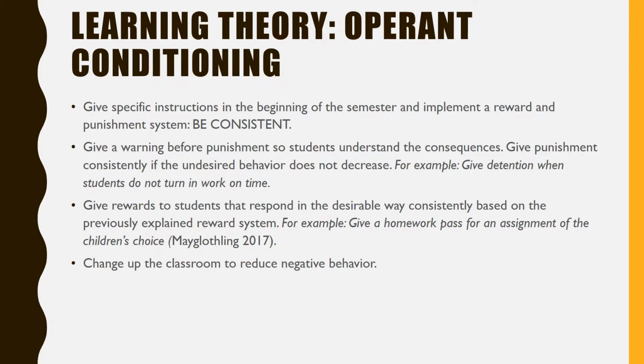For rewards, she says to give rewards to students that respond in the desirable way consistently based on the previously explained reward system. Her example was to give a homework pass for an assignment of the child or student's choice. I really like that. I think a homework pass is a great reward. I'd like to use that in my classroom. I could also give candy or extra credit as positive reinforcement. And the last thing that she talks about is changing up the classroom to reduce or avoid negative behavior, bad behavior. And for my class, this could be changing up my teaching methods or even changing up the seating arrangement.